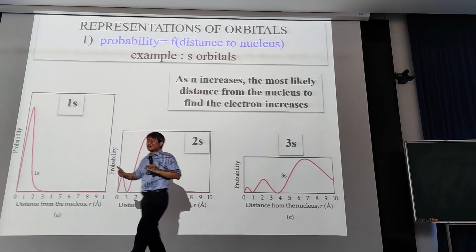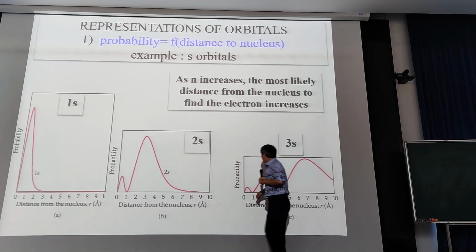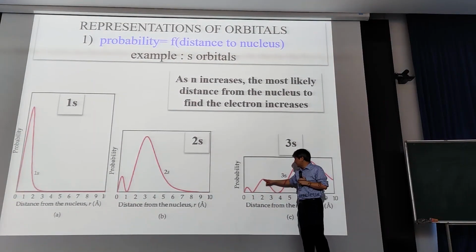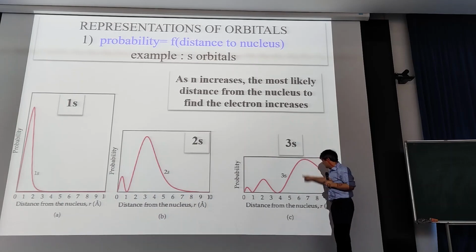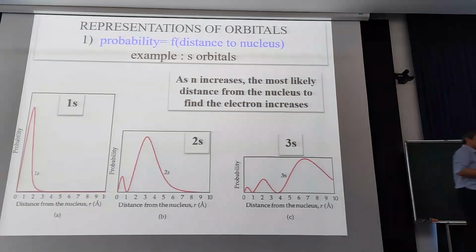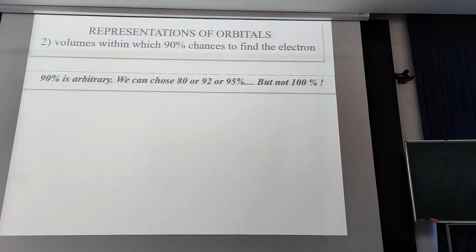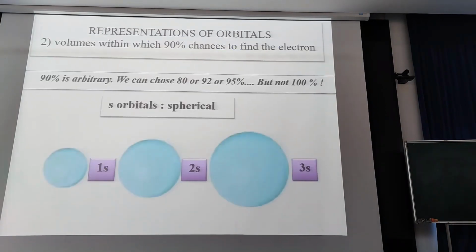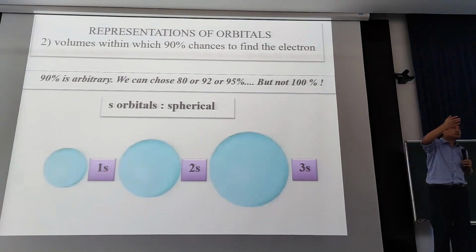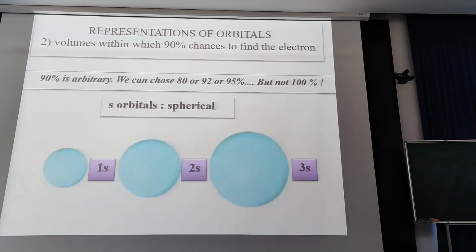Is it clear? The same you have here, orbital 3s. So you have a probability to find the electron very close to the nucleus and very far, about 7 angstrom. So let's say that in terms of orbital size, orbital 1s is smaller than 2s and smaller than 3s. Okay? The same for 2p, 3p.